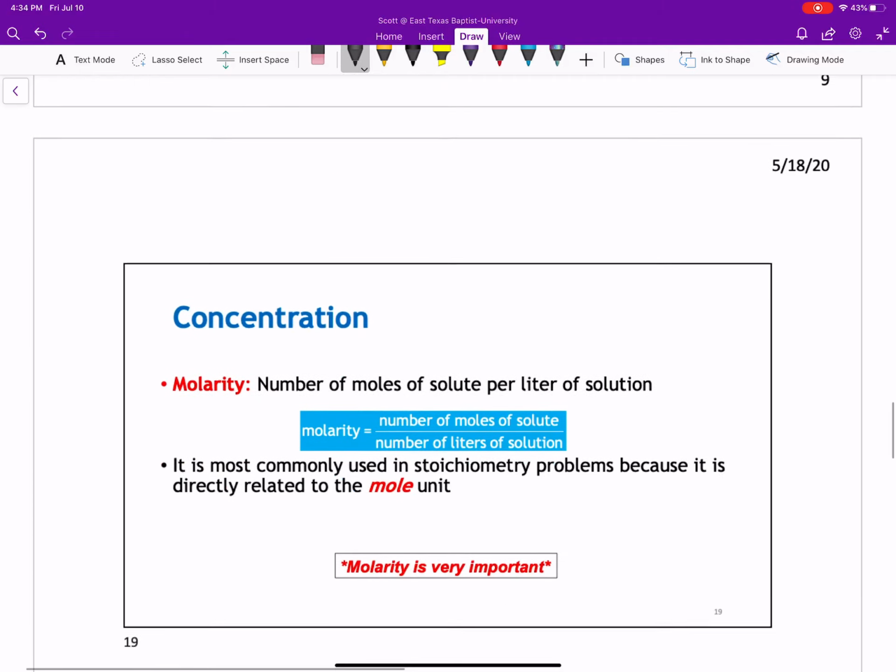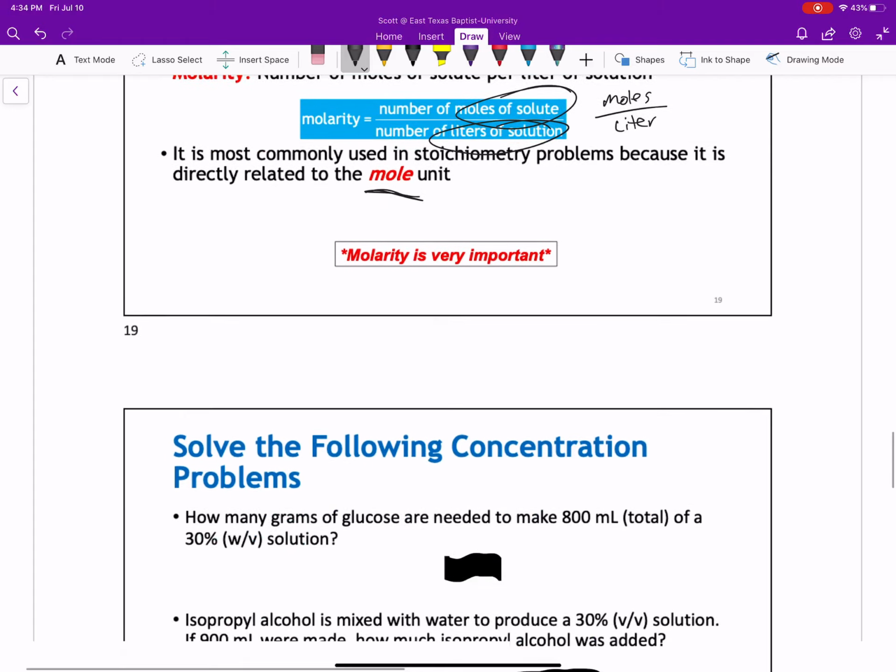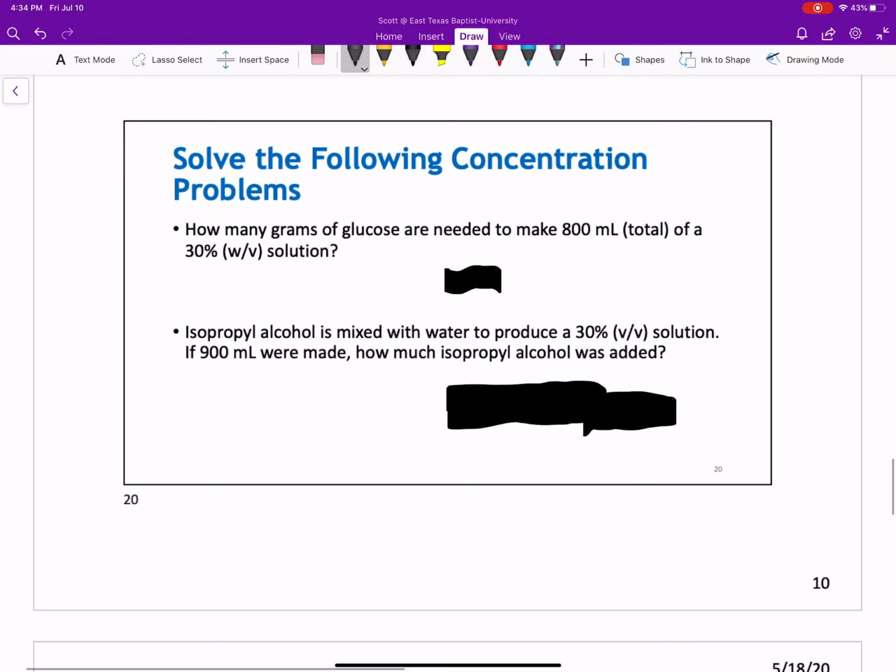There's one more right here, molarity. This one's incredibly important. As chemists we use this one all the time. Molarity relates concentration to the mole unit that we learned back in chapter 5, stoichiometry. So molarity is the number of moles of solute over the number of liters of solution. So moles per liter. That's molarity. Let's check out some of these problems.